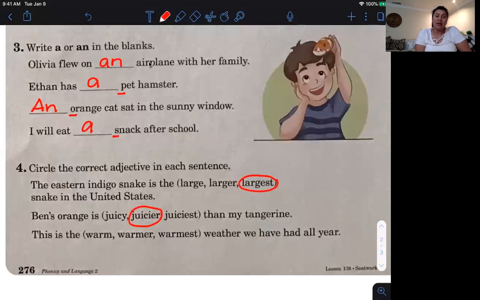All right, next. This is the warm weather we have had all year. There's got to be a better one. This is the warmer weather we've had all year. That doesn't make sense. This is the warmest weather we've had all year. Well, we're comparing the weather for all year. There are 365 days in a year. Does that sound like more than three? Oh yeah, that's definitely more than three. So comparing more than three, that's going to be biggest, EST.